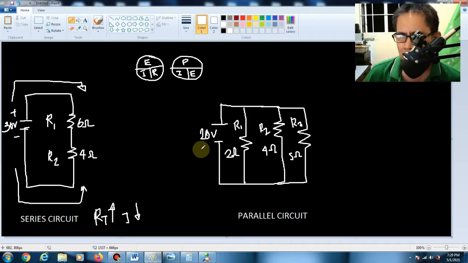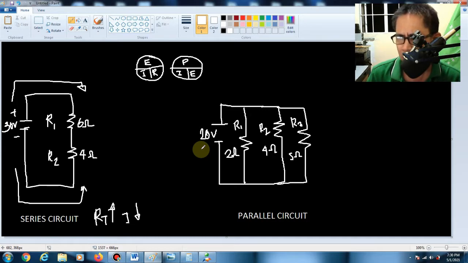Kaya nasabi ko nga, as we add resistors in series, the resistance goes up. Pero in parallel, kapag nagdadagdag tayo ng resistor, the resistance goes down or decreases, pero ang mangyayari dyan, more current. Okay, ang gulo, di ba? Sa parallel circuit, kapag nagdadagdag tayo ng resistors, the resistance goes down, pero more current yung mangyayari dyan.